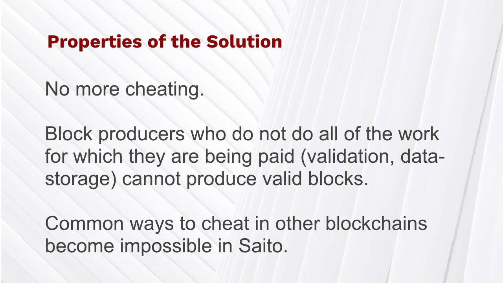The final really important property is that there's no more cheating. If you go back to the technical slide set that we showed, you'll see all of those technical solutions are basically turning a blind eye to one or many forms of cheating. And the cheating is always something you can do that lowers your costs relative to what the honest node that we want in the system should be expected to do. In this system, though, there's no cheating. If you don't do all of the work that you're getting paid for, you can't produce valid blocks, because you're not going to know what data needs to be rebroadcast. So common ways to cheat in other blockchains are impossible with this full economic solution.